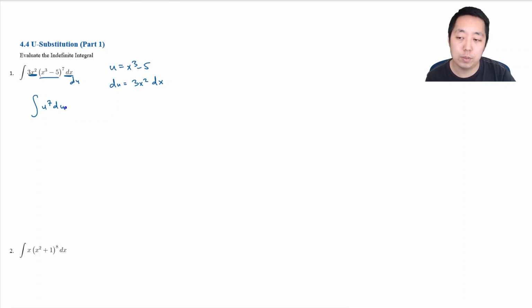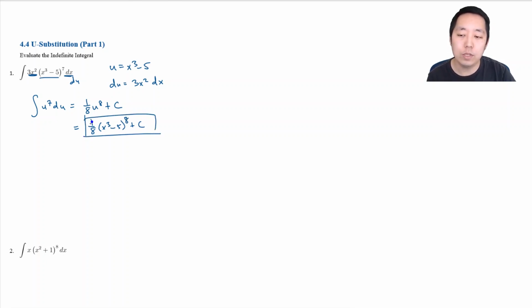This is why we call it substitution. I have replaced every part of the x's with u's. And you see, note that now I can just do the power rule: 1/8 u to the 8th plus c. The last step we do here is resubstitute x, because I want my answer in terms of x. And I want 1/8 (x cubed minus 5) to the 8th power plus c. This would be my answer.